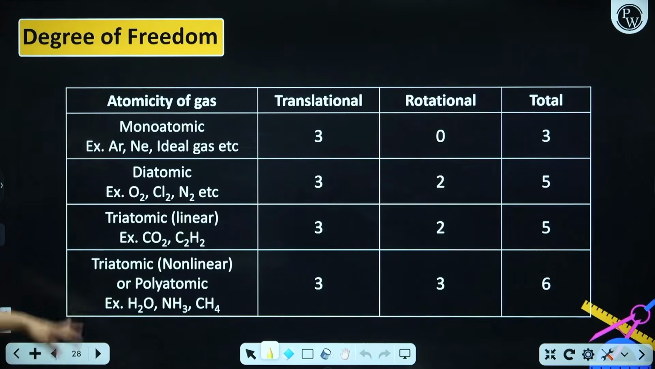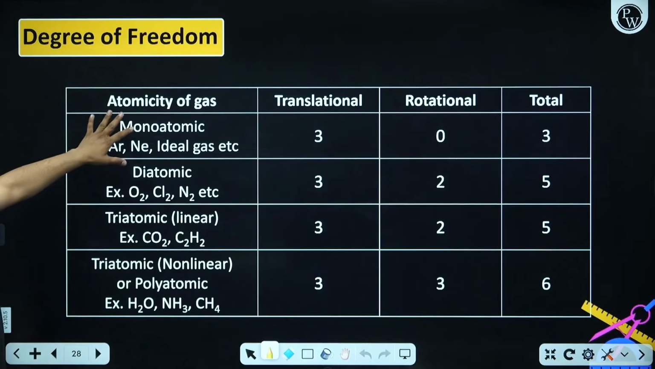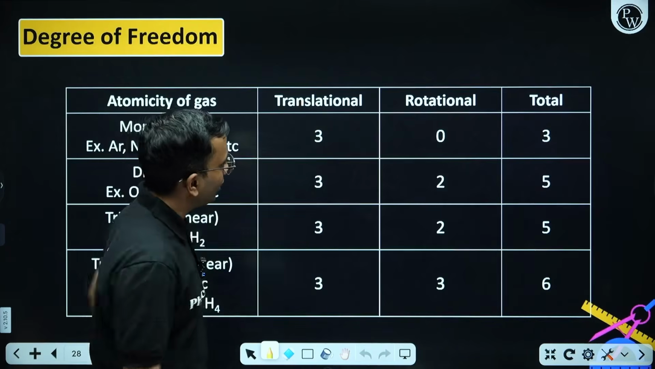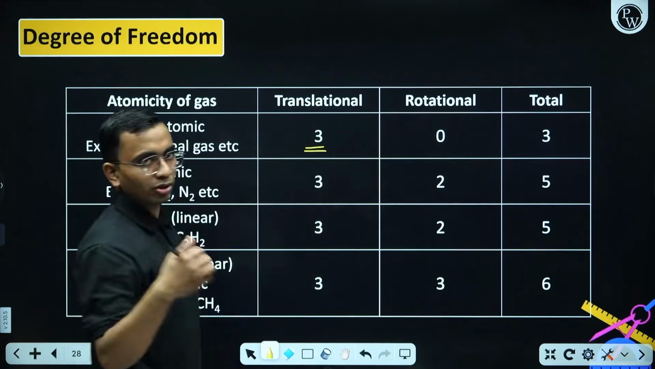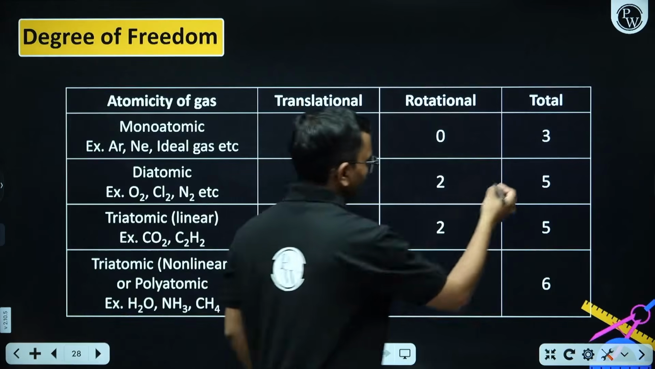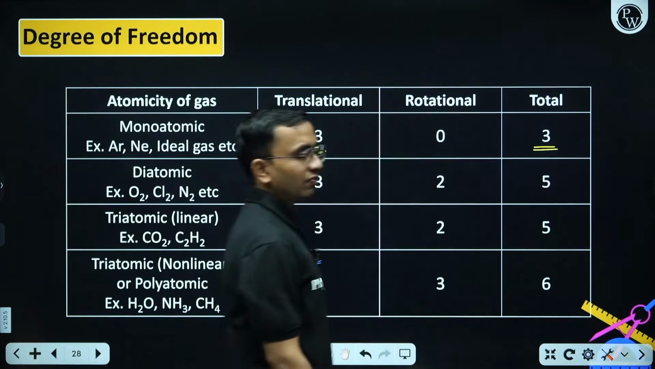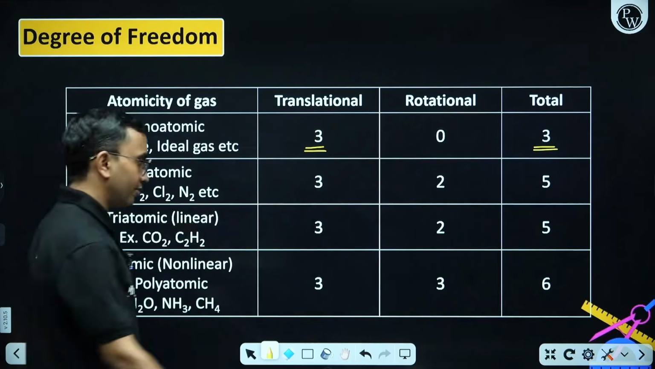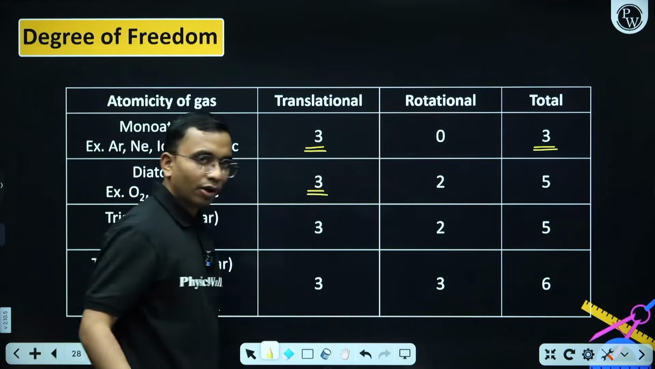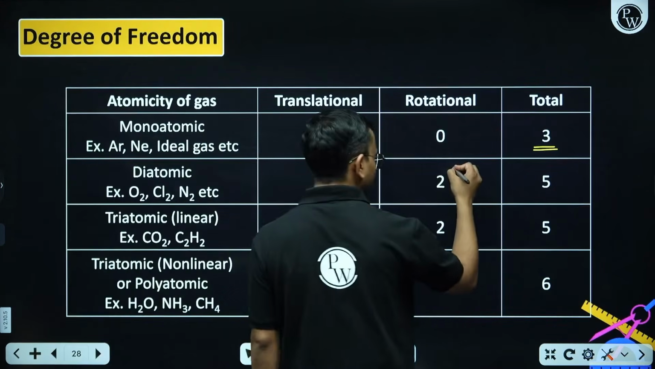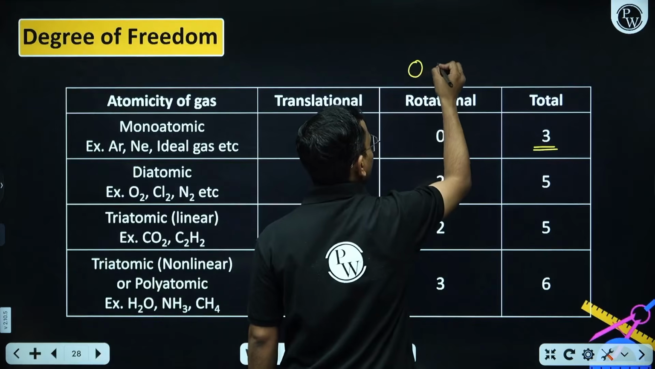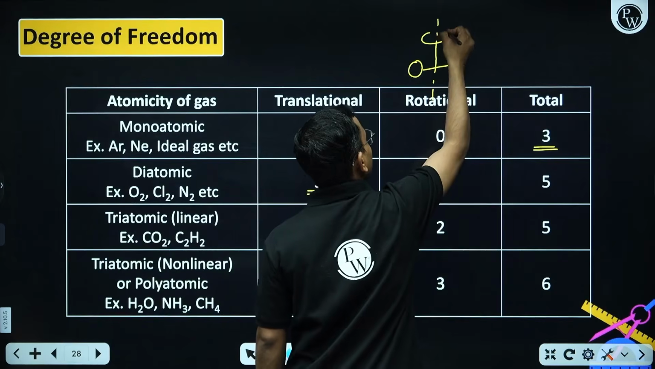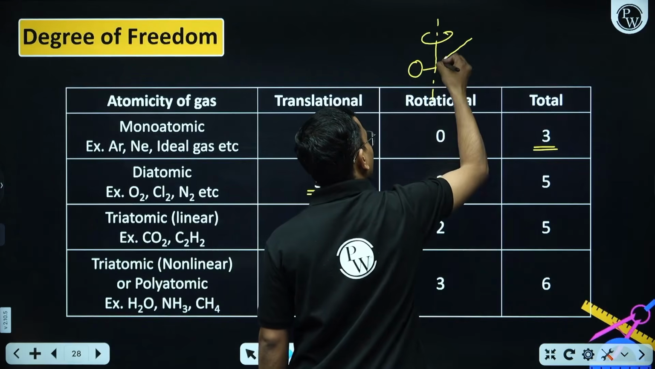So monoatomic gas can only have translational, yes, only translational degrees of freedom, no rotational, because this is only one atom. So for monoatomic gas we are having 3 degrees of freedom. For diatomic gas, translational will be there, 3. Now rotational. So here let us take, there are 2 molecules like this. So they can rotate about this axis, they can rotate about this axis.